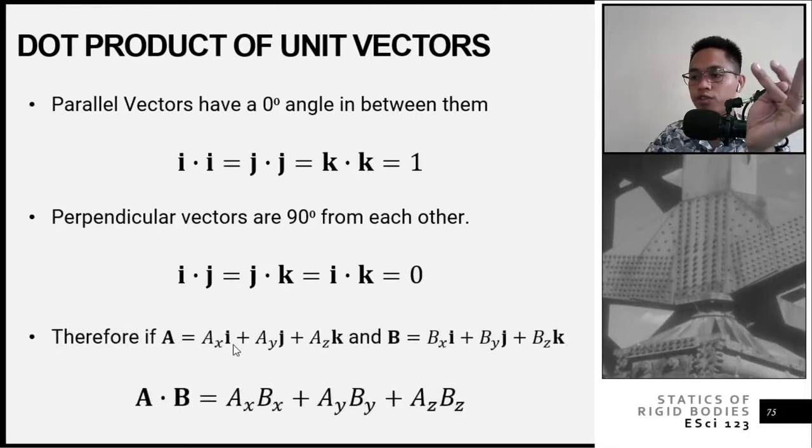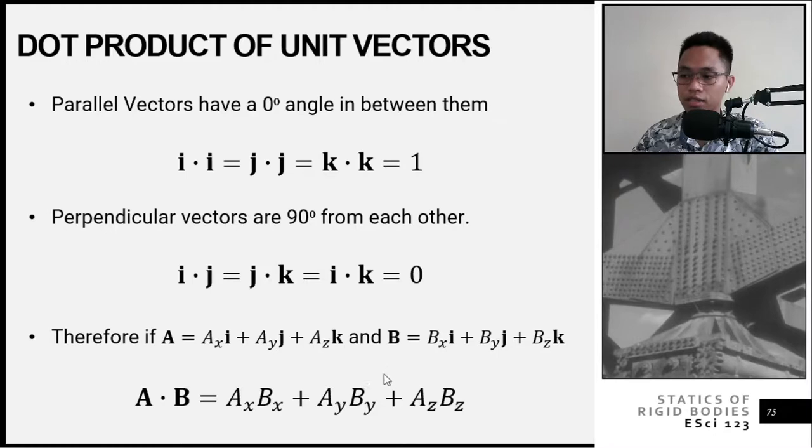So, therefore, if we have AXI plus AYJ plus AZK, and BXI plus BYJ plus BZK, and you take the dot product, your formula is you multiply the components that are the same. So, for example, AX times BX, then you also multiply AY and BY, and AZ and BZ. Then, you add all the products, and that would be equal to the dot product of the two vectors. And remember that the result here is a scalar, because dot product is also called a scalar product. Meaning, its result is a scalar. I hope that is clear.